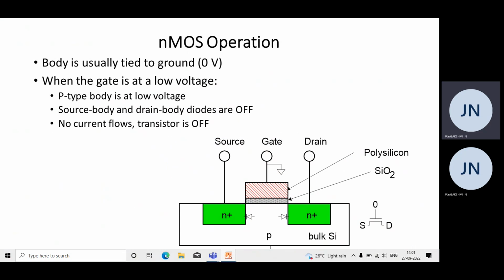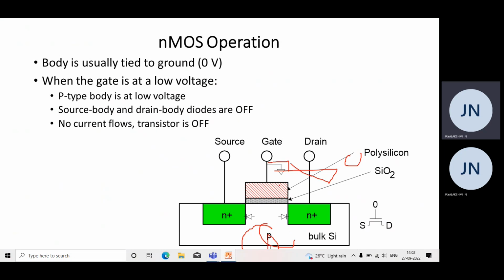Next, we're going to understand the operation of an NMOS transistor. Usually, in an NMOS transistor, the body terminal should be connected to ground. The body is usually tied to ground. Suppose the applied gate voltage is low, which means the gate is connected to ground. Ground means its value is 0.